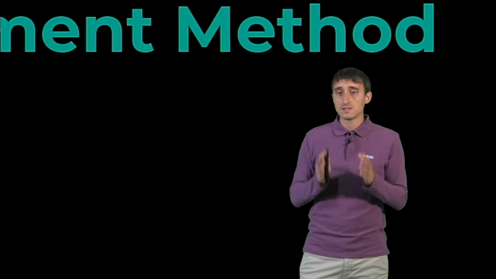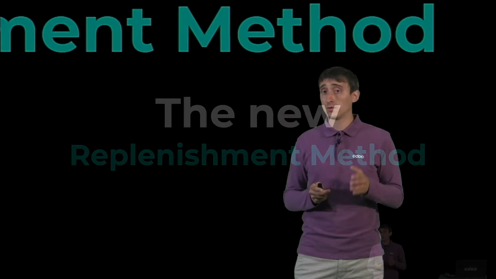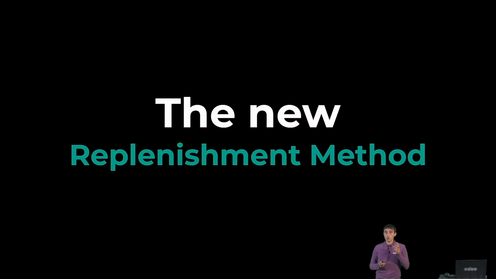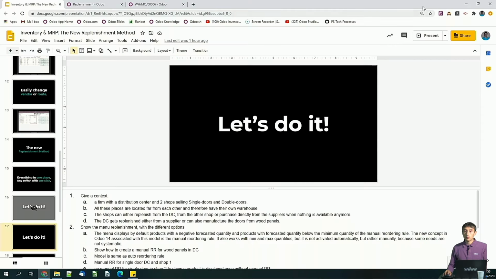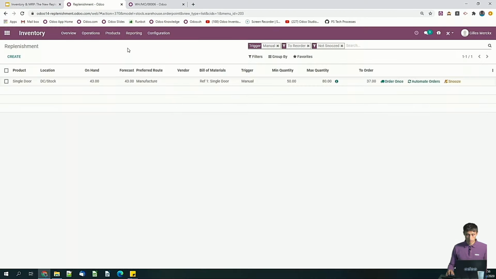So this is the new replenishment method. It's super useful. As I said, it's a disruptive change in Odoo. You can really manage almost everything from there for purchase and inventory, which is really super new. So you have everything in one place and you can switch anything within a couple of clicks, which is really good. So let's do it together in a live demo and I will show you how it works in practice in Odoo. For this, I have prepared a small database. I will explain to you how it works.